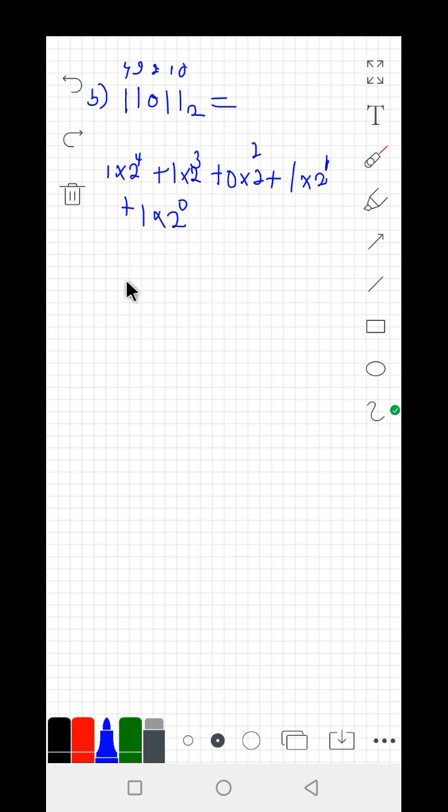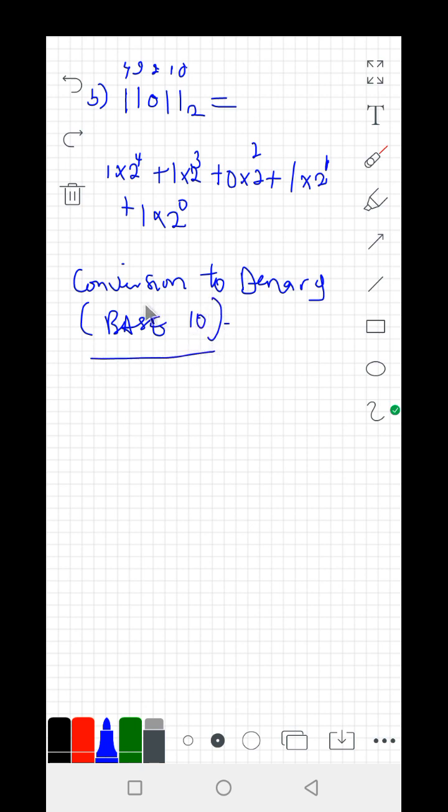Okay. Now, if we are to convert it to denary, right? Conversion to denary. Denary means base 10. Anytime that you see a question and you are asked to convert to denary, it means convert that number to base 10. We expand it as we did, then we simplify it and get our answer.